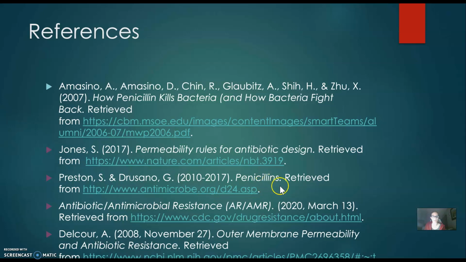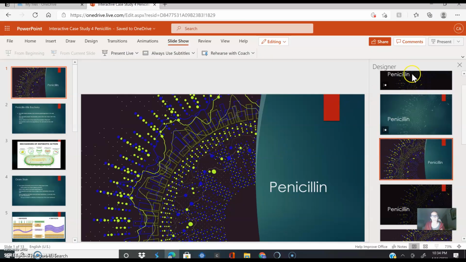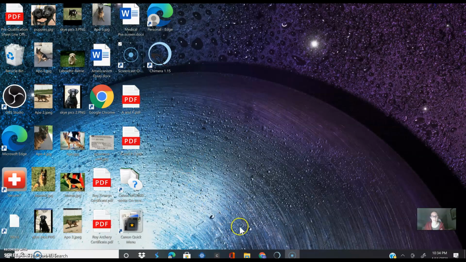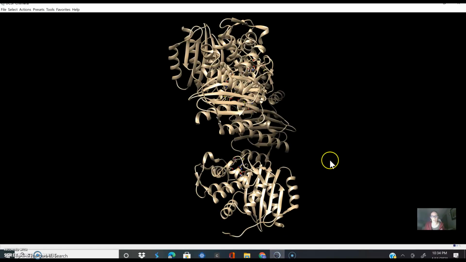And here are my references. And then I have the structure of penicillin. I'll find that. Here's the structure of penicillin from the website that was instructed.